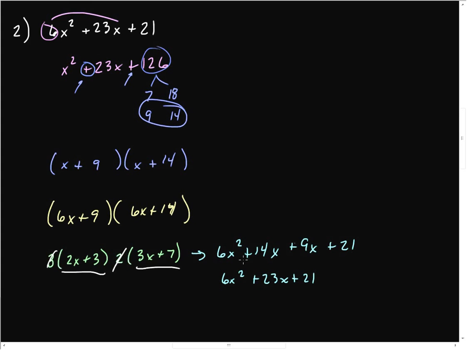So I'm just going to write this over here. My answer was 2x plus 3 and 3x plus 7. Notice again that I just completely dropped those greatest common factors off and canceled them right out. They just magically disappeared. Huh. Weird.